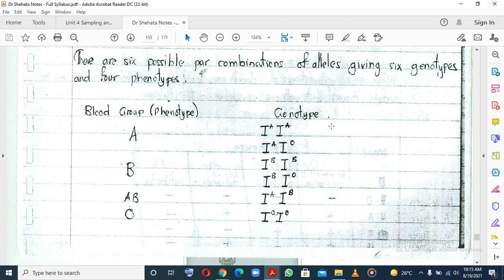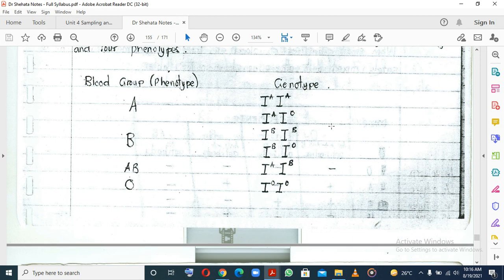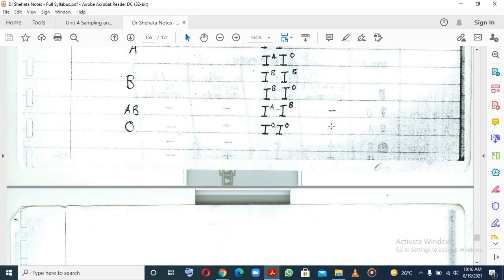Then O. If O is recessive, remember from what we said about a recessive allele, how can a recessive allele be expressed? A recessive allele can only be expressed when it occurs in the homozygous form, okay? So that's something that's very, very important. That's why when you see someone with blood group O, you know that they have to be homozygous recessive.